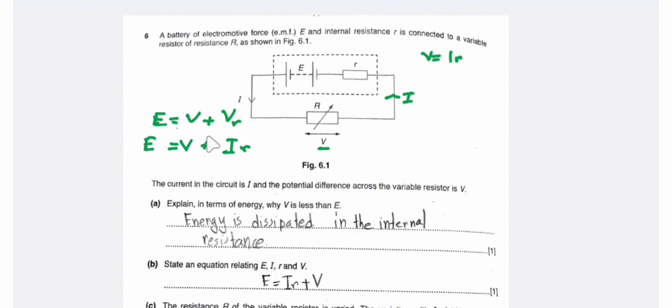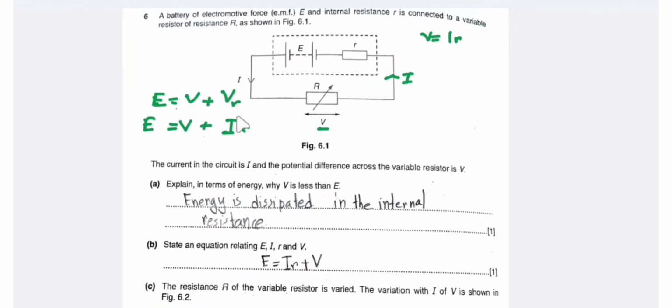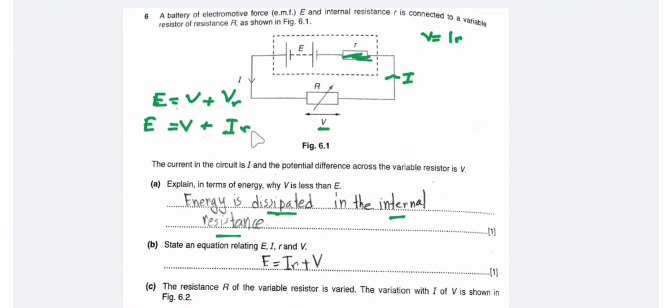So explain in terms of energy why V is less than E. Why is this V less than E? Because here we can clearly see that the EMF is divided into the voltage V plus the voltage across the internal resistance. So energy is dissipated in the internal resistance. Since energy is dissipated in the internal resistance, the voltage V is obviously less than the EMF. Therefore V is less than the EMF.